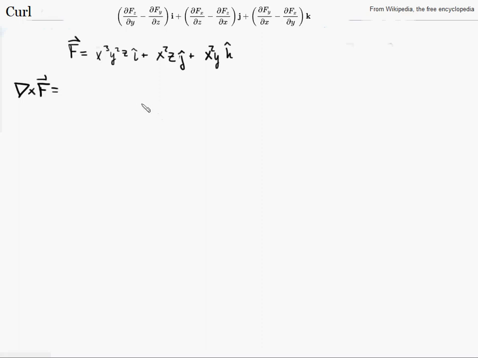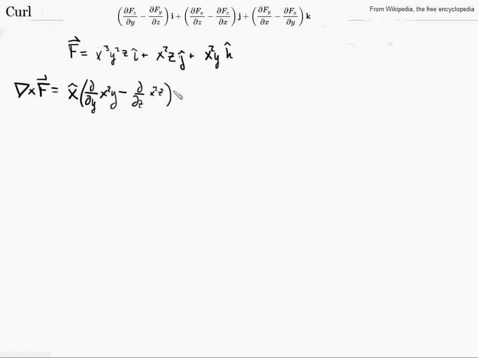Alright, this is my second example of taking the curl. I'm going to take the curl of this function right here, and I have the formula written right up here, but I'm just going to do it using the cyclic anti-cyclic rules. So for the x, I want the partial of y of the z component, so x squared y, minus, and then we switch it around. So we do the partial of z of the y component, x squared z, x hat.